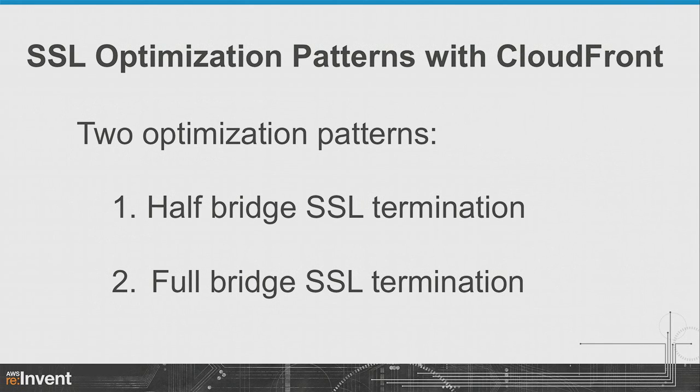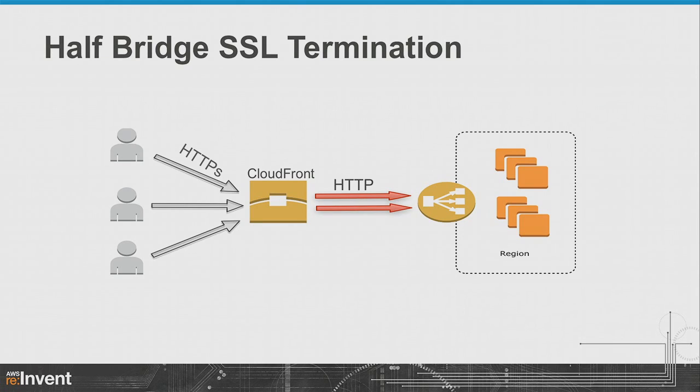There are 2 patterns here you can leverage: half-bridge SSL termination and full-bridge SSL termination. Half-bridge SSL termination is end users connect to CloudFront with SSL. CloudFront will downgrade to HTTP and connects to your infrastructure over HTTP. So it's obviously not a full end-to-end encryption.